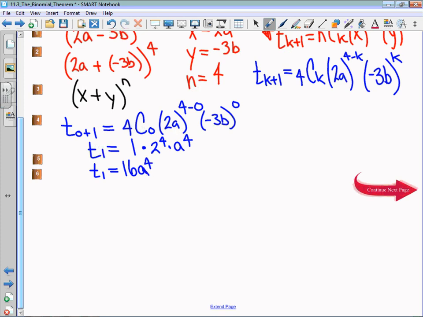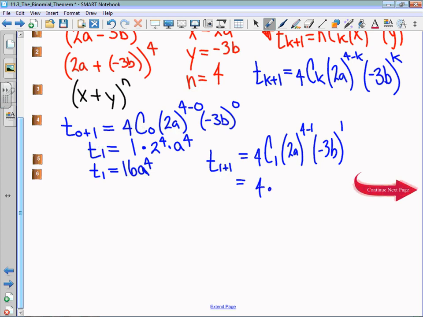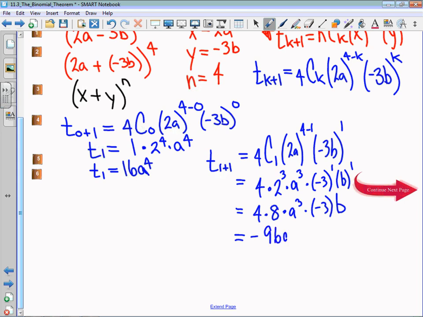We have 4 more to go because there's 5 terms in total. I'm going to offset them just a little bit. So I'm now going to find term 2, which is when k is equal to 1. So that's going to be equal to 4 choose 1 times 2a to the power of 4 minus 1 times negative 3b to the power of 1. 4 choose 1 is 4. Then I have 2 cubed a cubed. And then I have negative 3 to the power of 1 and b to the power of 1. And this is where it starts to get a little bit hectic. This is going to be 4 times 8 times a cubed times negative 3 times b to the power of 1. So we just write b. 4 times 8 is 32. 32 times negative 3, I get negative 96 a cubed b.